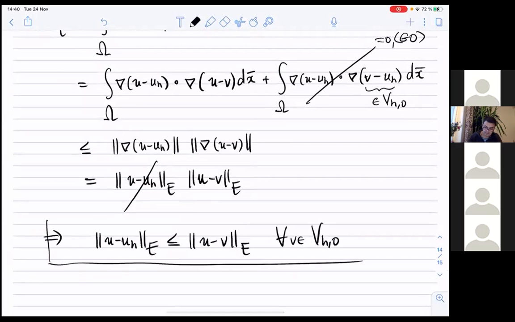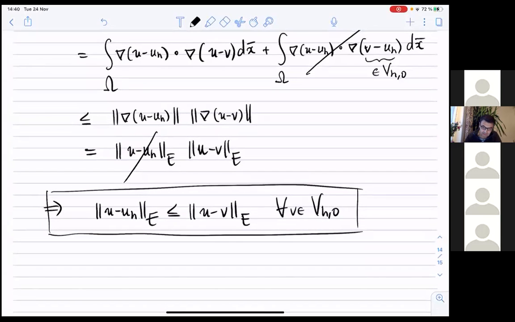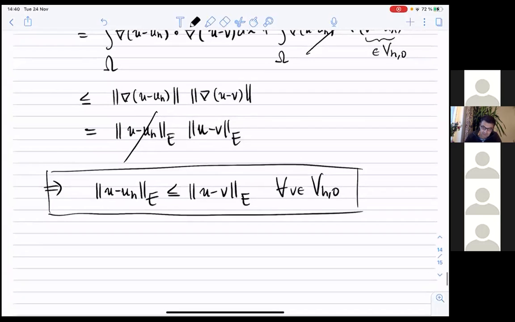And this estimation is called the best approximation result. I think we did it for finite element in 1D. So it says that whatever you take from this finite element space, this uh that you find with the finite element method is the best approximation of u in the finite element space with respect to the energy norm. So this is called one of the a priori estimates.